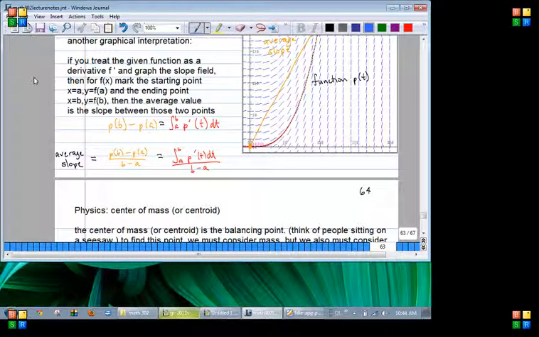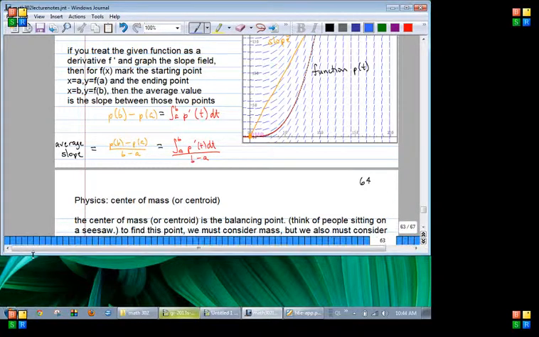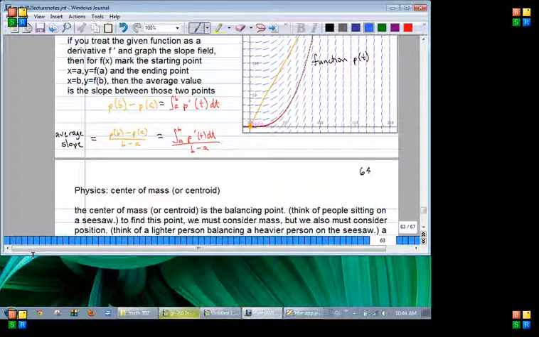So here's how we're going to develop the formula. To find this point, we must consider mass, but we must also consider position. Think of a lighter person balancing a heavier person on a seesaw. If the lighter person is further out, they can balance the heavier person. So you can't only think about mass, you have to think about both mass and position.